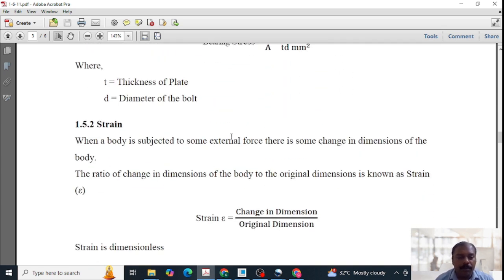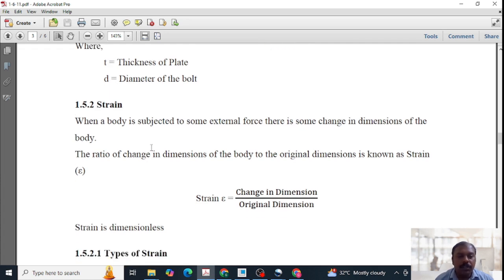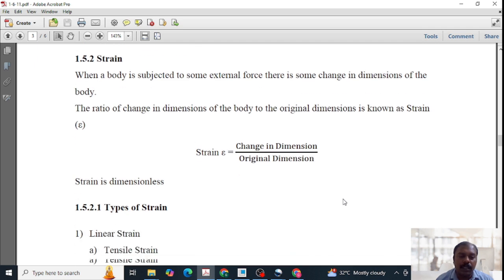Strain. When speaking about strain, strain is the ratio of change in dimension of the body to the original dimension. If a force is acting on a material, the material will go for elongation. That is deformation. It may be in the positive direction or it may be in the negative direction. So strain is a measure of change in dimension, I mean the deformation happening in the material to its original dimension. That is called strain.